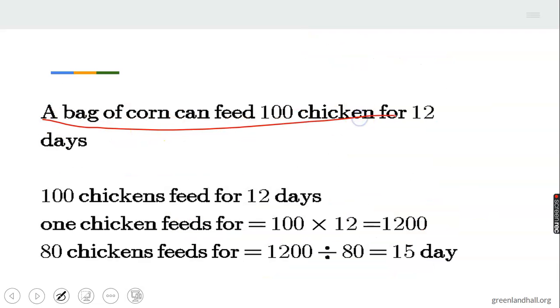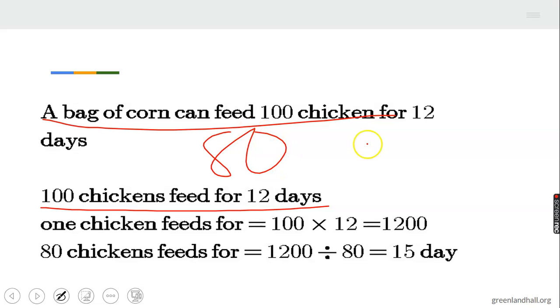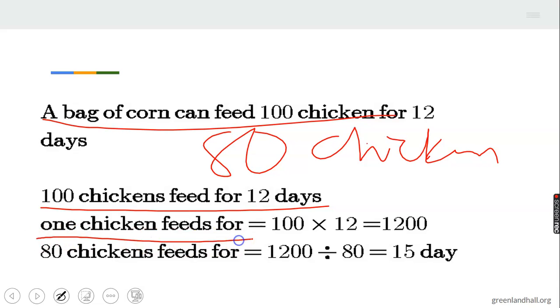A bag of corn can feed 100 chickens for 12 days. Look at this from the statement: we have to look for how long it will feed 80 chickens. Don't forget we are using the unitary method. You first of all find how long it will last one chicken. For one chicken, it will last 1,200 days.